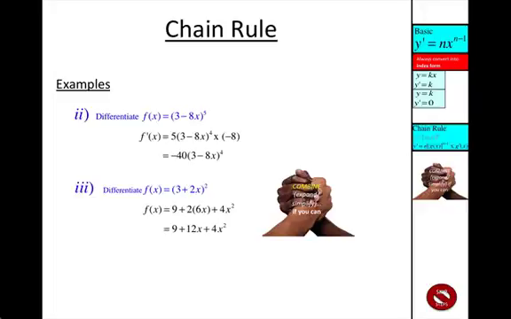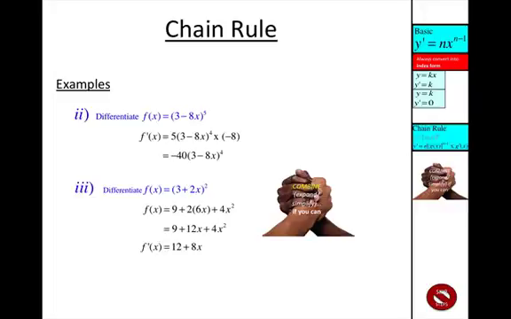We don't even have to use chain rule. We can just use our basic standard differentiation. So that differentiates into the 9 disappears, 12x becomes 12, and 4x squared becomes, bring down the power, 8x. So our derivative of that is actually 12 plus 8x.